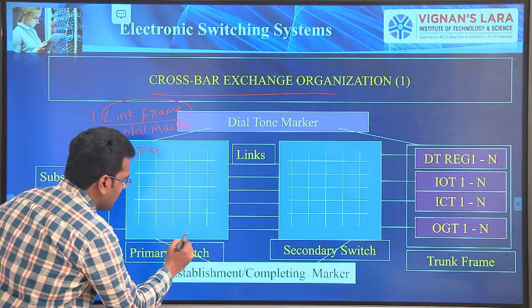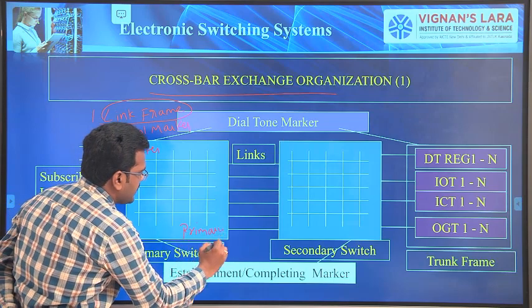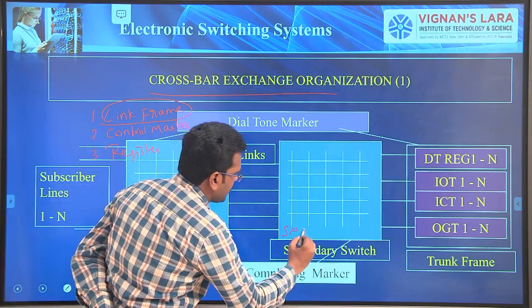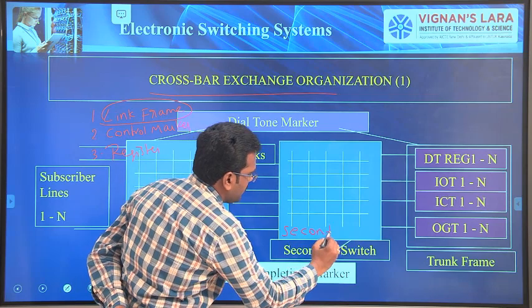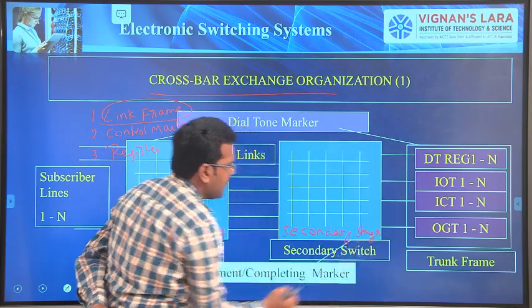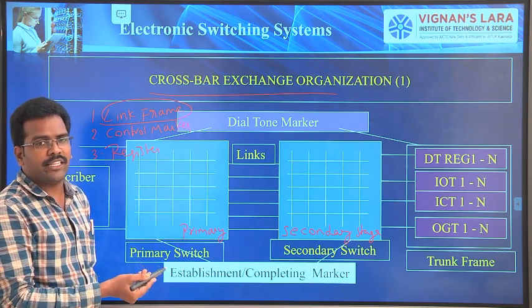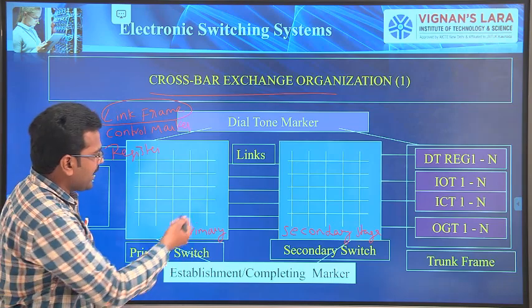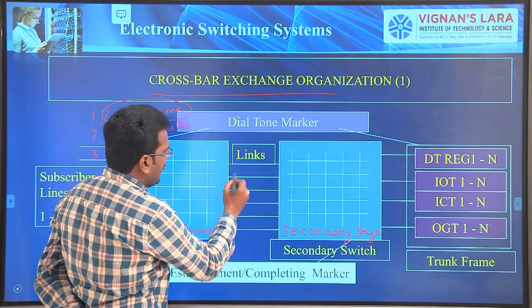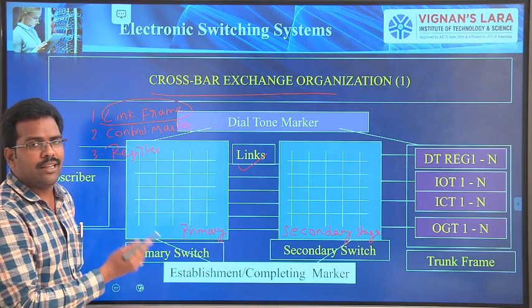The first stage is called the primary stage and the second one is called the secondary stage. Okay, so why are we using two stages? Why not a single stage? To connect these two stages, we use links.